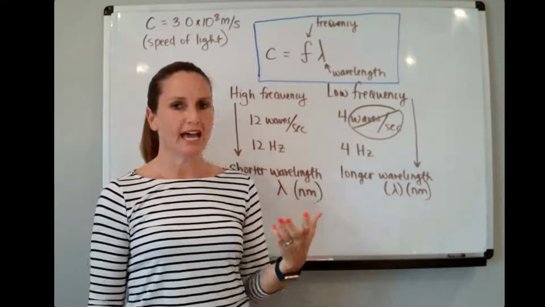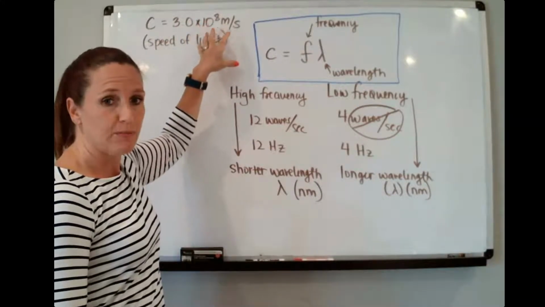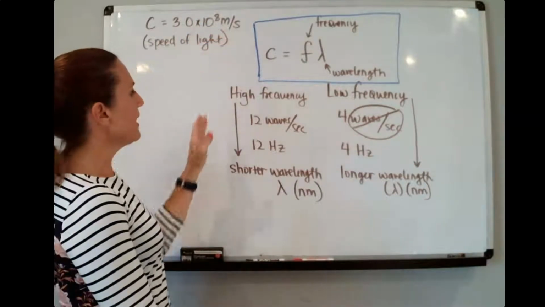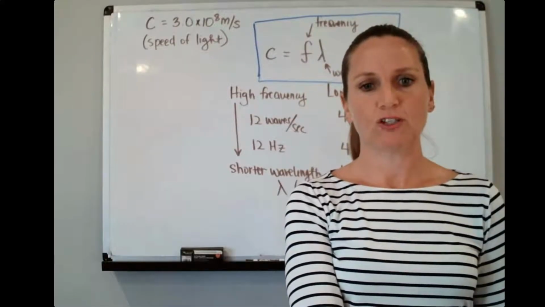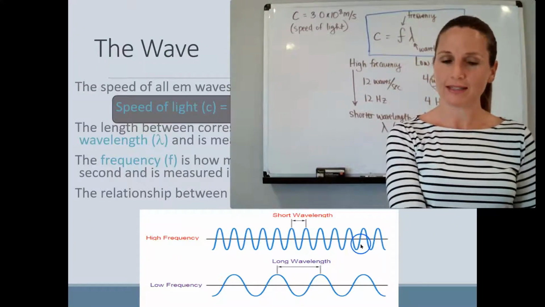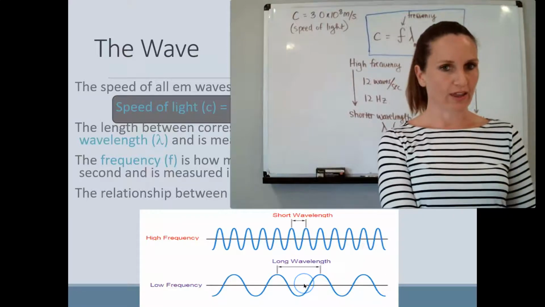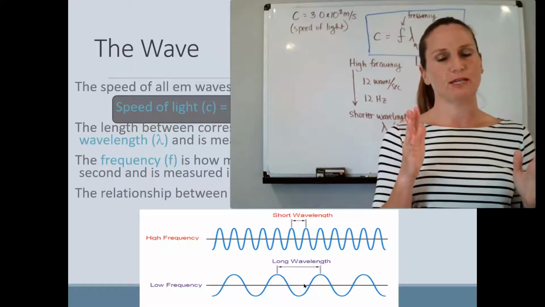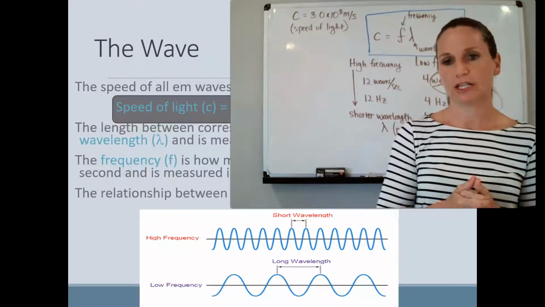And what this is really telling us is that since all light moves at the same speed, if they have a shorter wavelength, a higher frequency will pass in a given amount of time. And if they have a longer wavelength, a lower frequency will pass in the same amount of time. So we have this mathematical relationship.